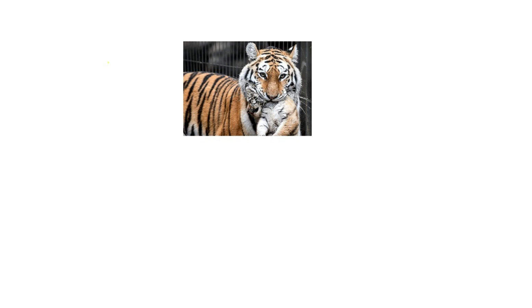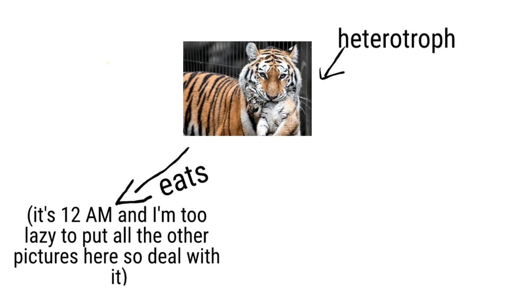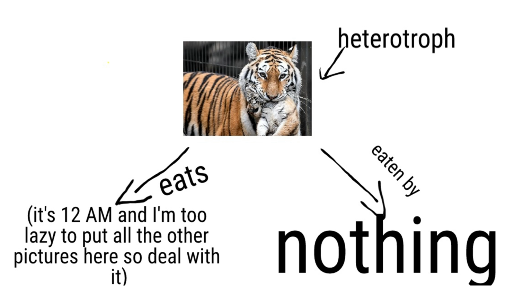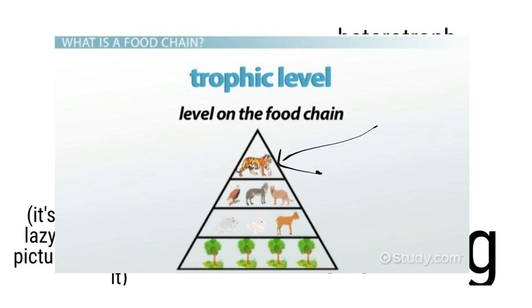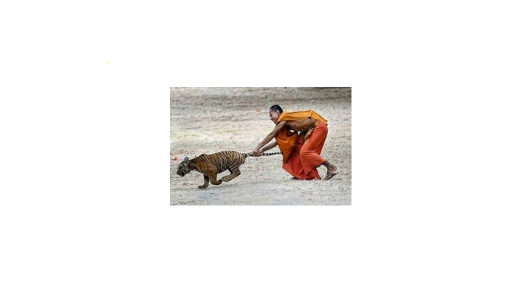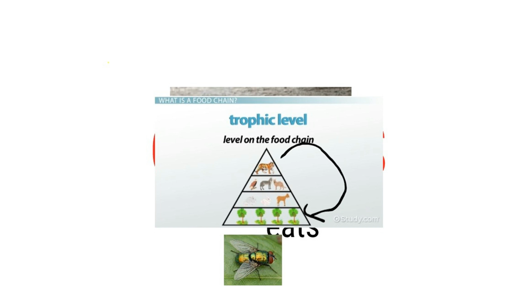Tertiary consumers. Tertiary consumers are heterotrophs that can eat everything listed before, as they have no natural predators and are at the top of their food chain. When tertiary consumers die, their bodies are eaten by decomposers, restarting the entire cycle all over again.